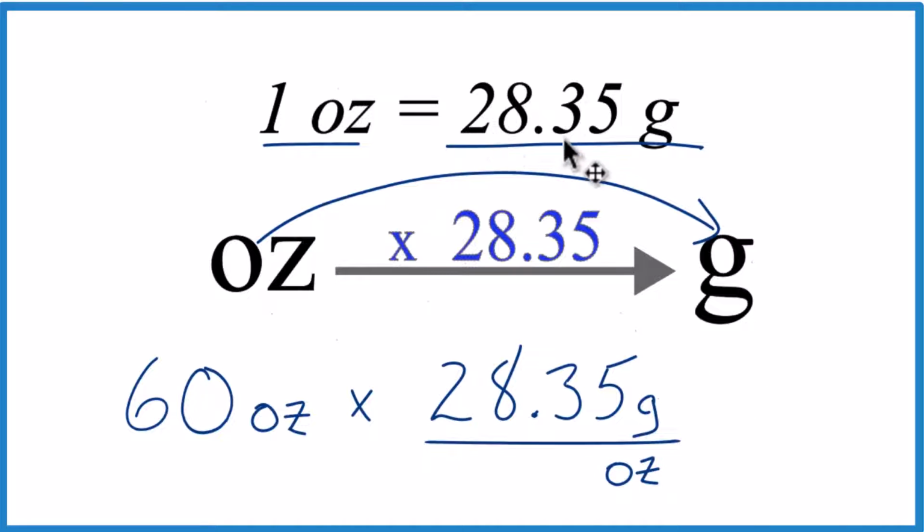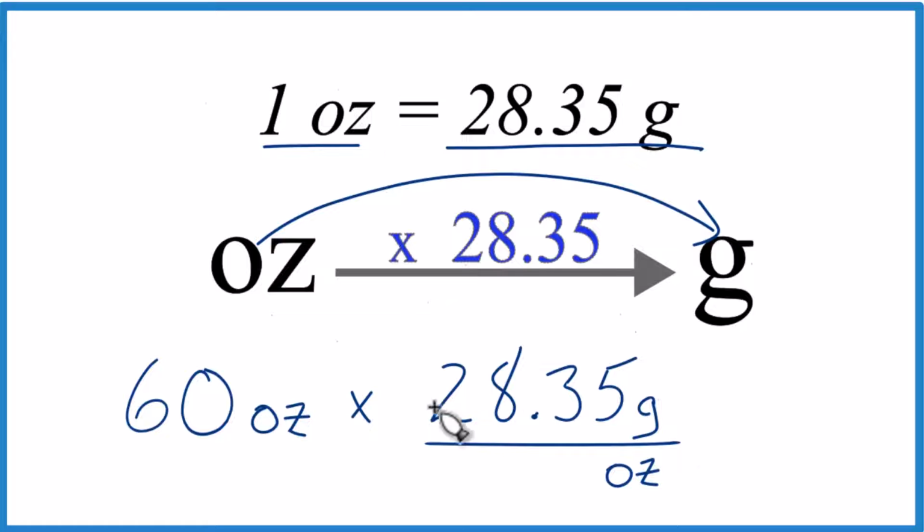And it's 28.35 grams, that equals 1 ounce. 28.35 grams per ounce. So that's why we're using our conversion factor here. We multiply, we have ounces on top and the bottom. That cancels out. So it's just 60 times 28.35 grams.